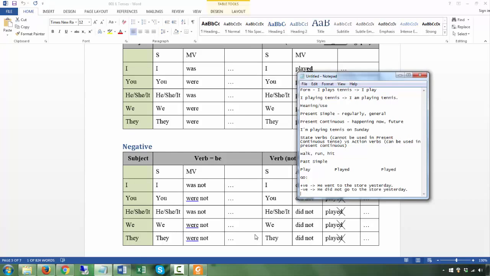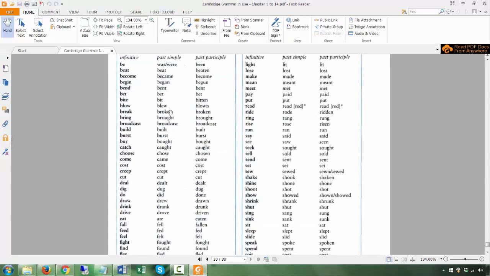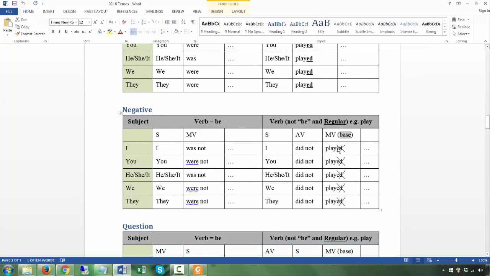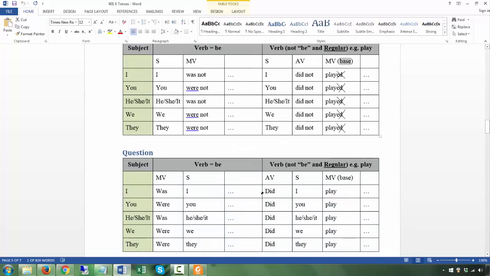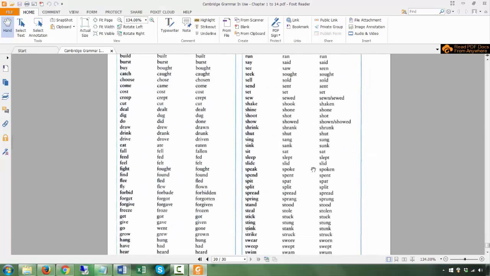And then for the question, did he go to the store yesterday? So for irregular, the positive, you just have to take the form from here. But for the negative and the question, you use the auxiliary did not plus the base verb. Did, subject, plus the base verb. Okay, all right. So this whole table is important if you're not sure.